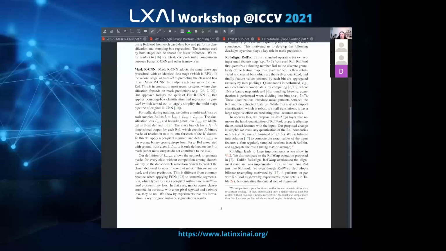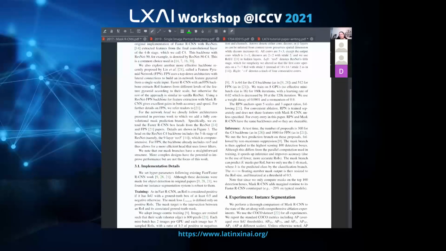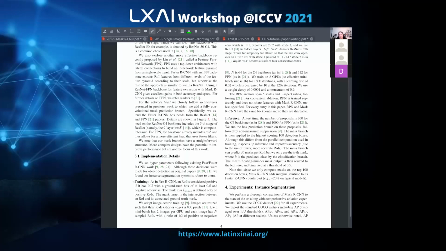So for example, here, network architecture, the head architecture, and there's a figure about it. Implementation details, how to do training. So you can clearly see here that they describe how to do training, and you don't have to read the whole paper to find this out. Here's how to do inference and so on.